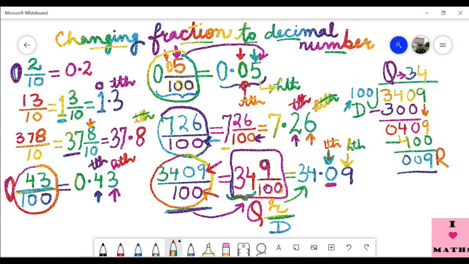So children, I hope you would have understood how to change a fraction to its decimal number.